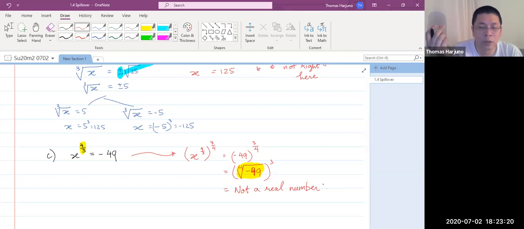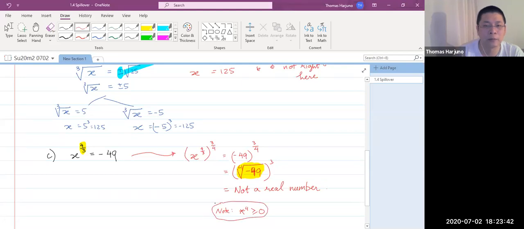Okay, because nothing to the power of 4, nothing to the even power, will give you a negative number. Anything to the power of 4 will always be 0 or positive. Okay, it can never be negative. Now let's see if we do the slow motion one.